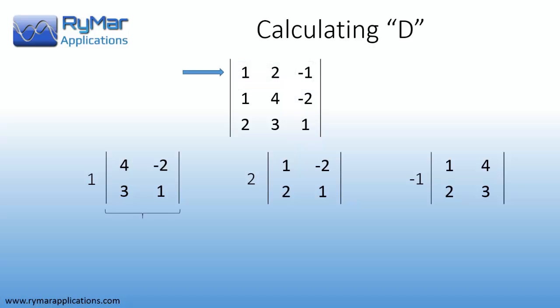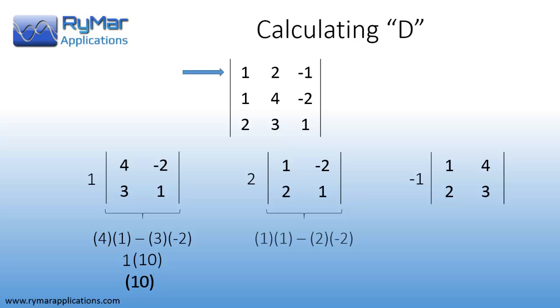Starting with the one on the left, we have 4 times 1 minus 3 times negative 2, and this gives us 10. We'll bring down the 1, multiply those, and we get 10. We'll move over to the one in the middle. We have 1 times 1 minus 2 times negative 2, and this gives us 5.